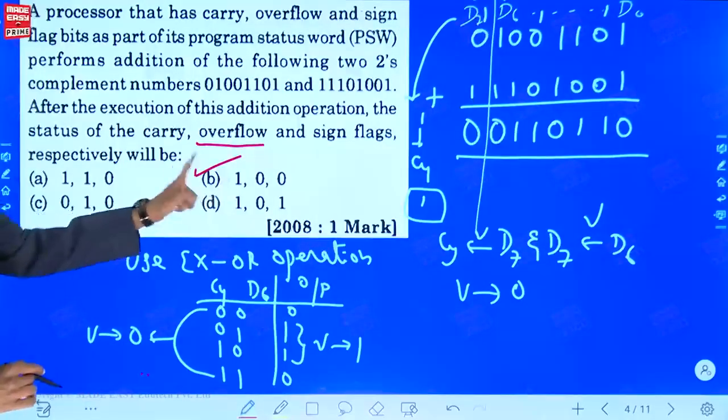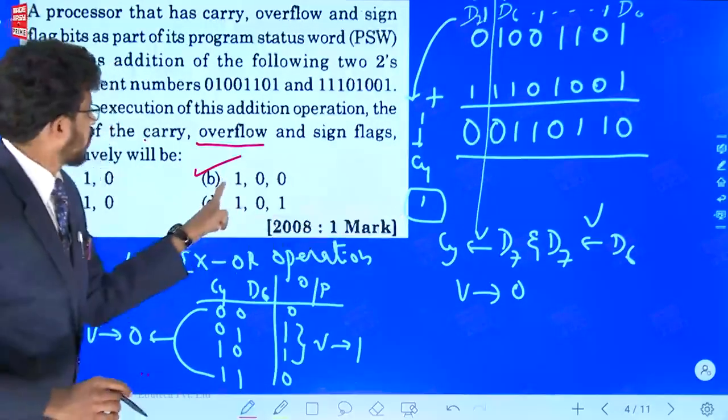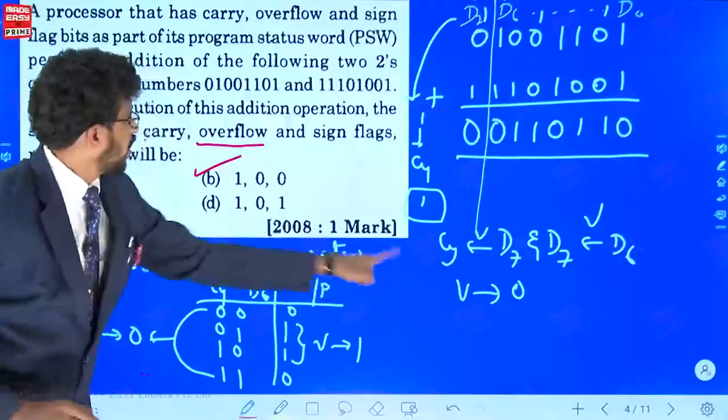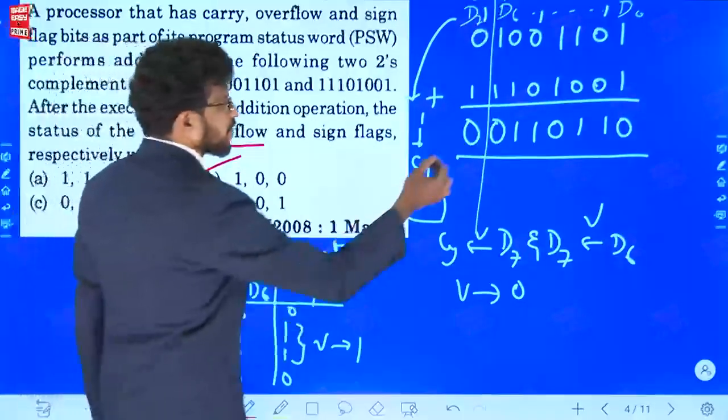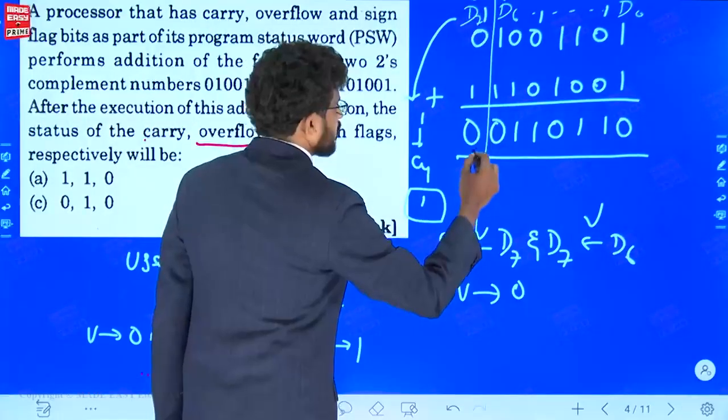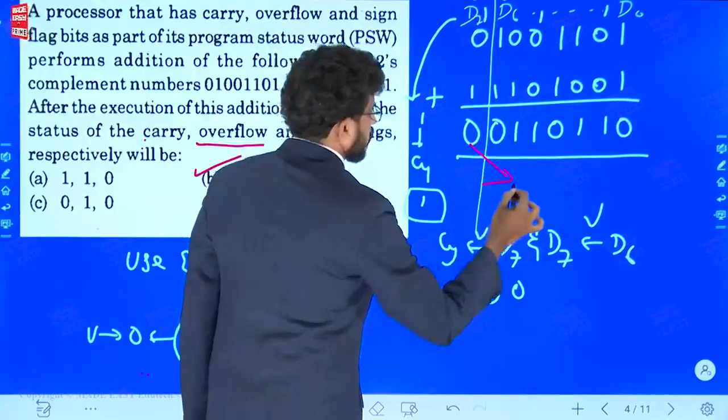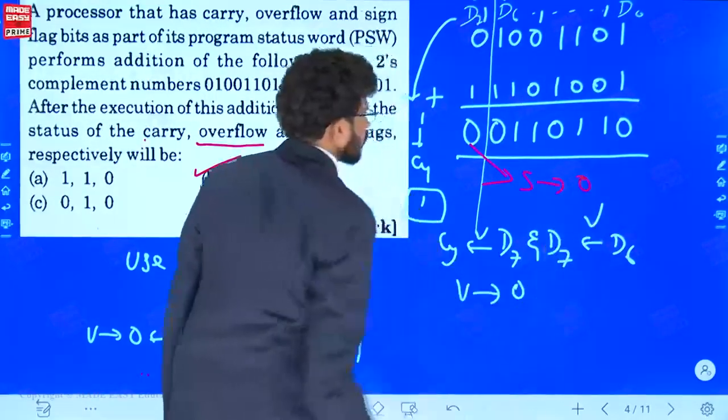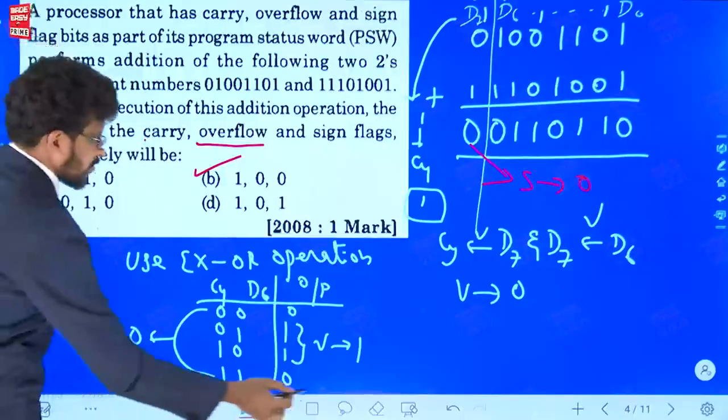So carry, be careful while writing. Carry flag was 1, overflow is 0, and sign bit. What is sign bit? This one is called the sign bit. Sign bit is always the MSB bit. The sign bit is 0, so it is showing the result as positive.